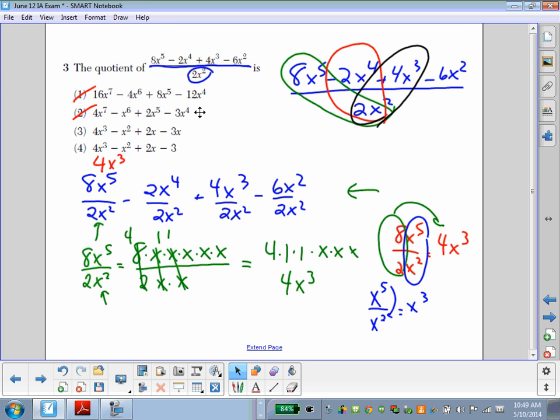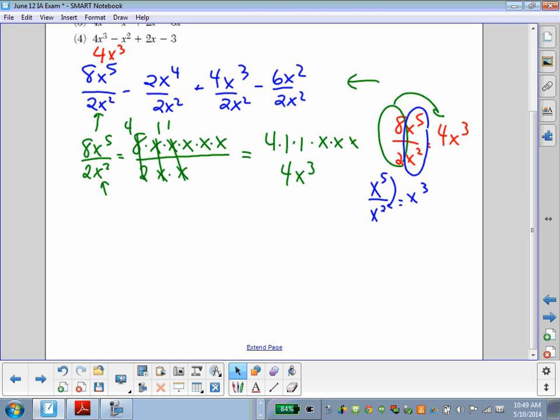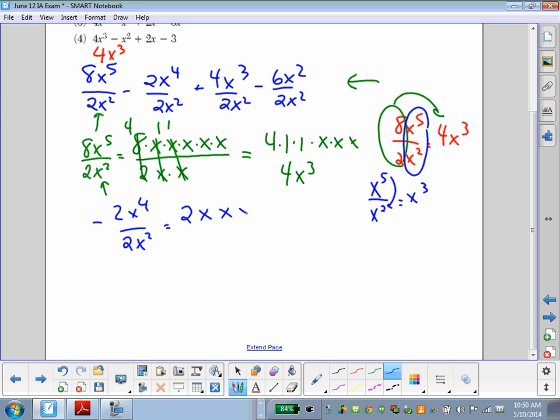Okay, so then going down to the next term, we have 2x to the fourth over 2x squared. Again, I'm going to do it the long way, and then I'm going to do the short way, and then I'll just do the rest the short way. So this is the same thing as 2 times x four times divided by 2 times x two times. Okay, so 2 divided by 2 is 1, x divided by x is 1, x divided by x is 1.